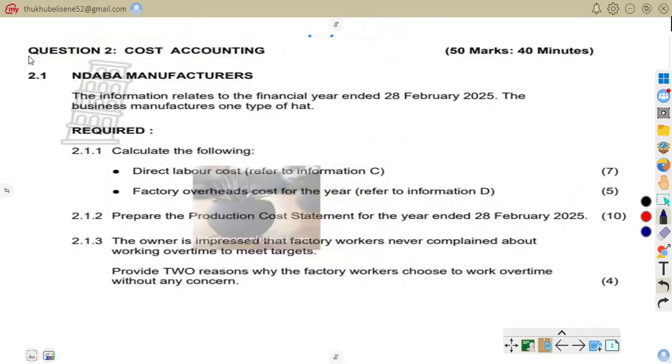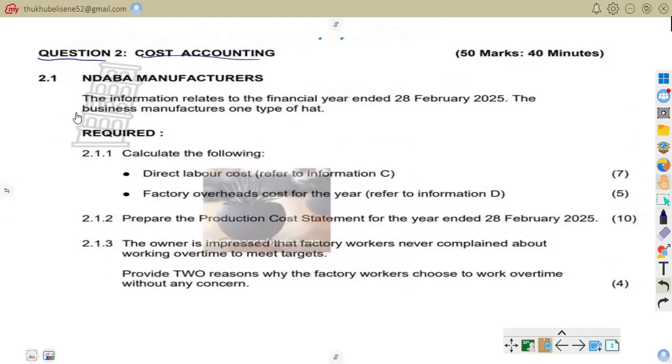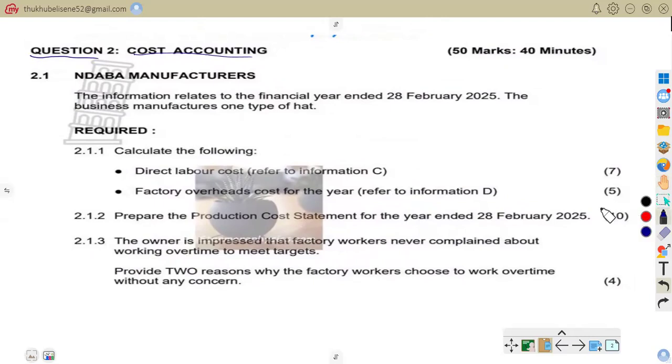So here we are on our question 2, cost accounting. We are on manufacturing. As it says in 2.1, good people, Ndaba manufactures. It says the information relates to the financial year ended 28 February 2025. The business manufactures one type of headrest.